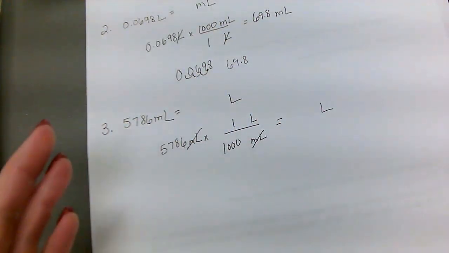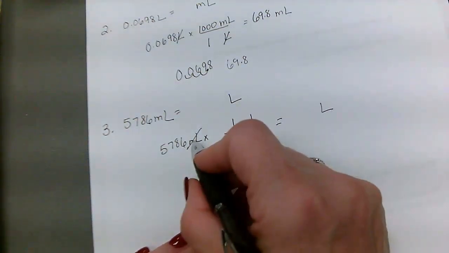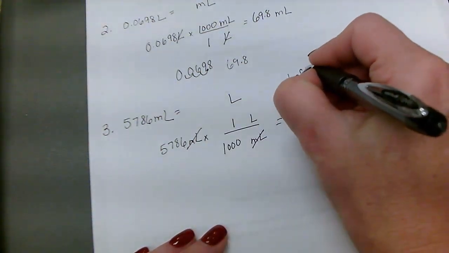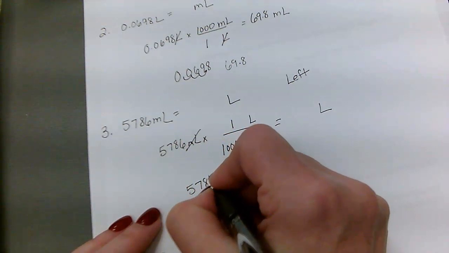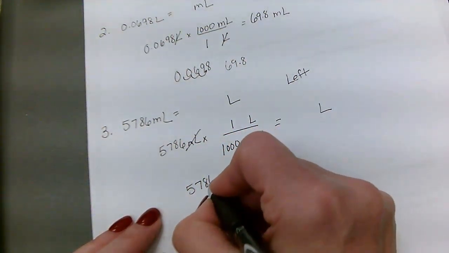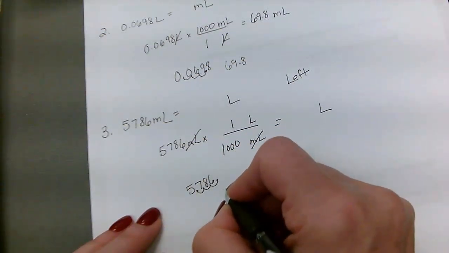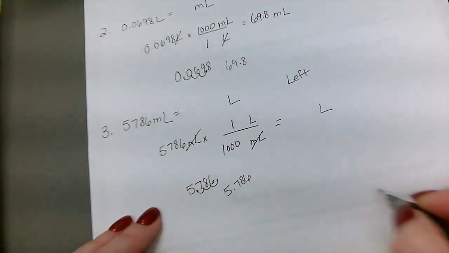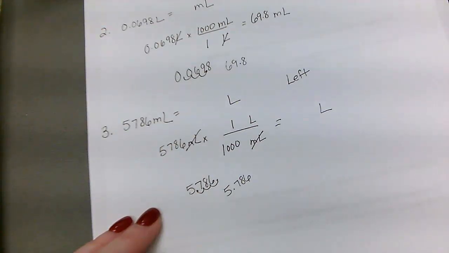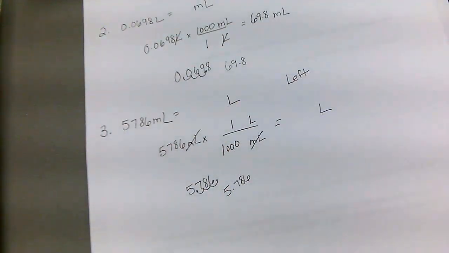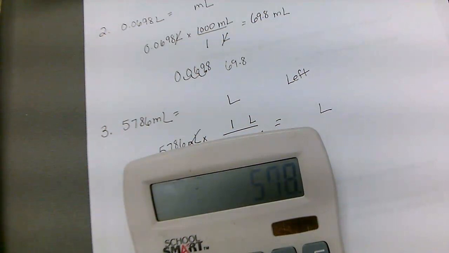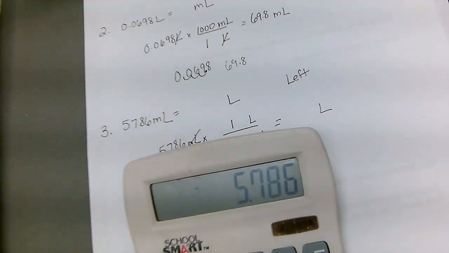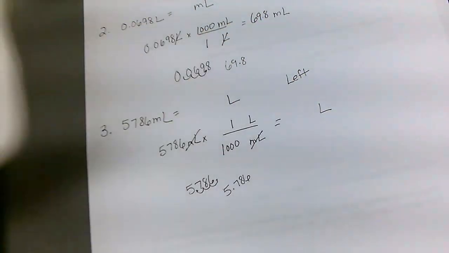Okay, so now we're going larger because liter is larger than milliliter. So if we're going larger, we're going to the left, right? So our decimal point is right here, 5786. We can move to the left 1, 2, 3, and our answer would be 5.786. Okay? Or you can put it in your calculator, which I'll do right here. 5,786 divided by 1,000 equals 5.786. Okay, so that's our answer.